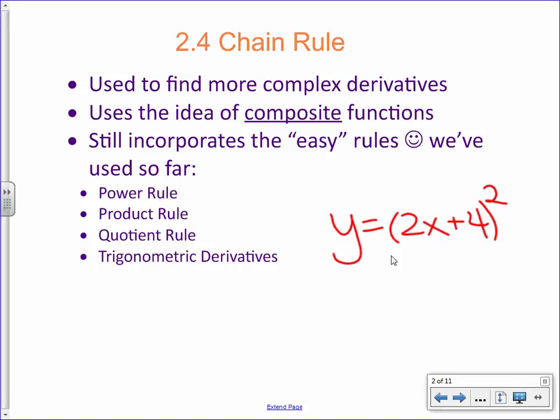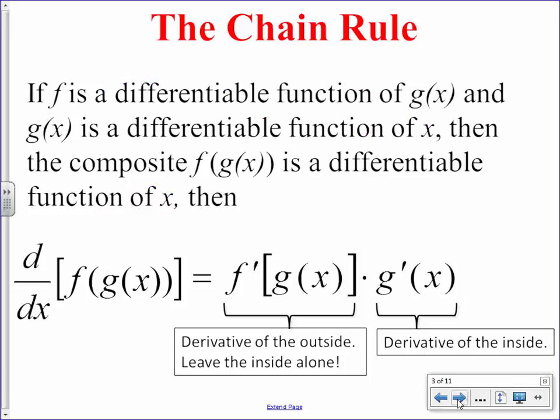Because what did you do on your quiz? You multiplied it out into the power rule. We could also write this as binomial times binomial and do the product rule. The chain rule is going to save the day. All right, so what is the chain rule? So first of all, this is what we have.